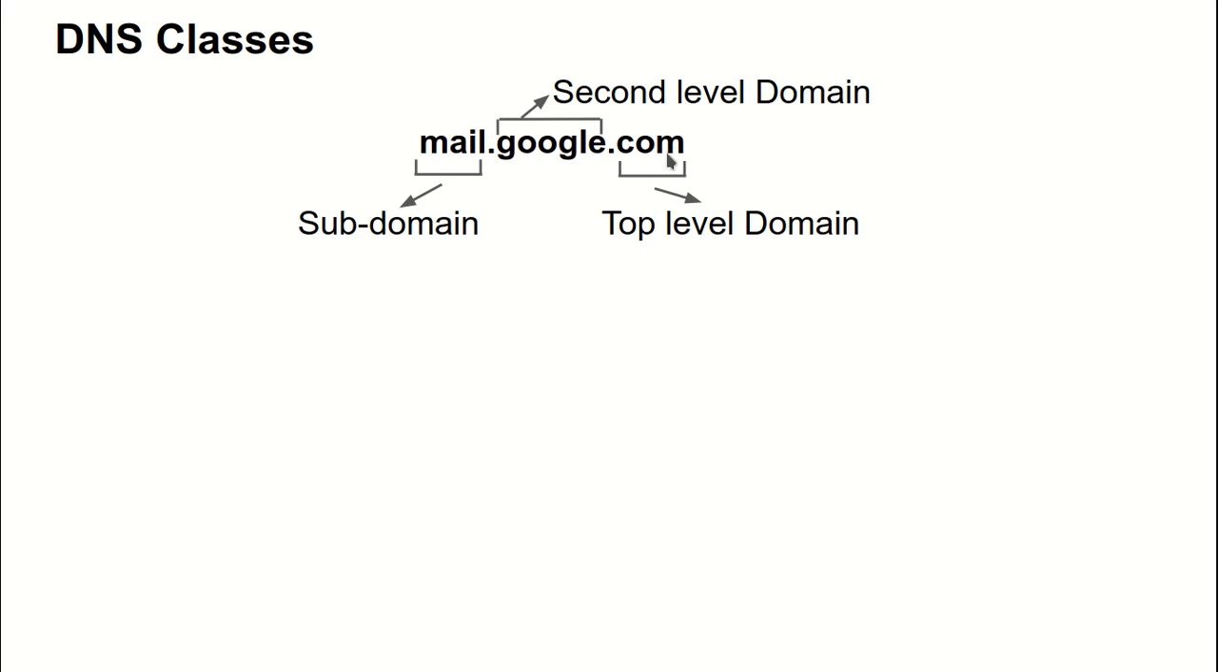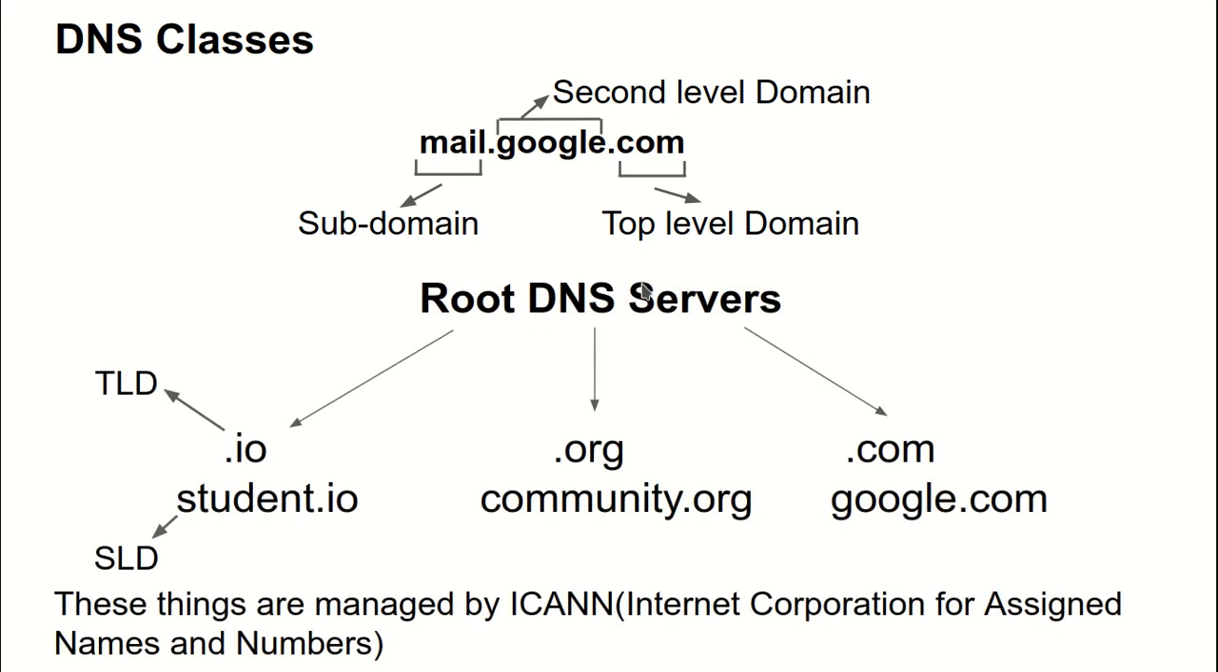Alright, so all the domain names will not be stored in just one server. Instead, multiple servers are required to store these domain names. To solve this problem, the root DNS server comes into the picture. Basically, the root DNS server will contain all the top level domains, let's say .io, .org, .com, .net. There are a lot of top level domains present in the root DNS servers.